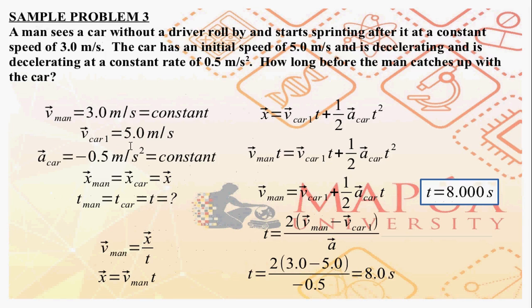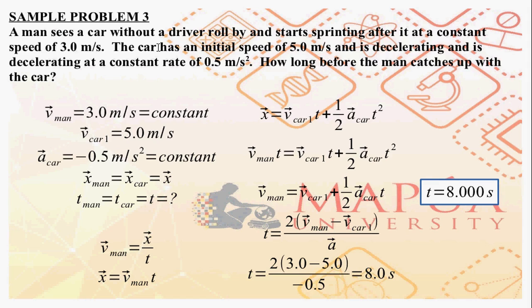Next, we have the following problem. Sample problem 3. A man sees a car without a driver roll by, and he starts sprinting after the car at a constant speed of 3 meters per second. The car has an initial speed of 5 meters per second and is decelerating at a constant rate of 0.5 meters per second squared. How long before the man catches up with the car?